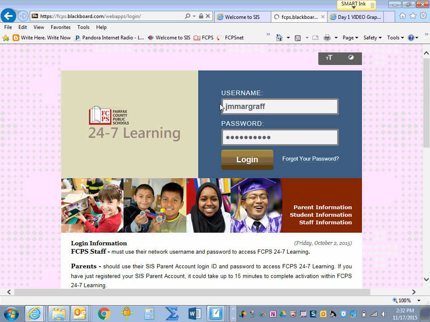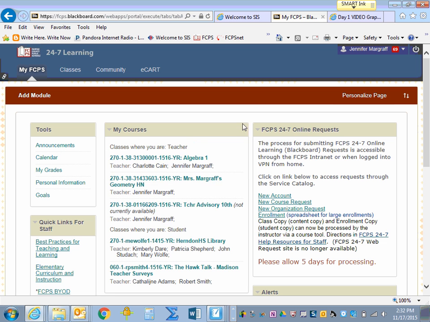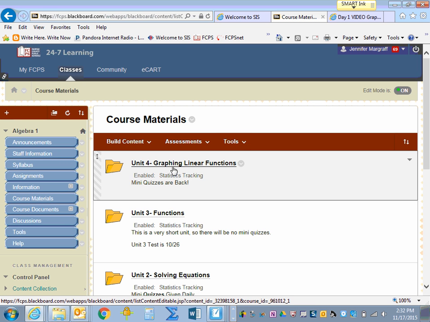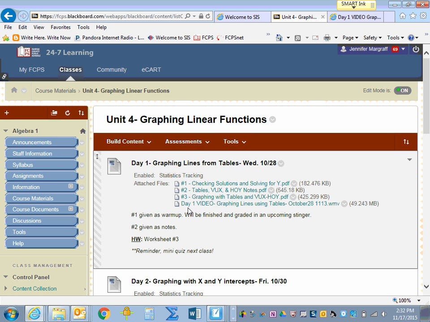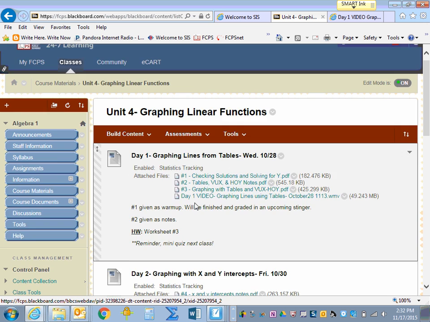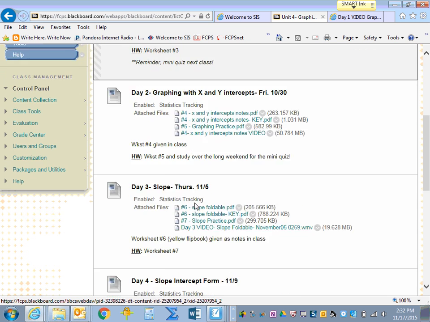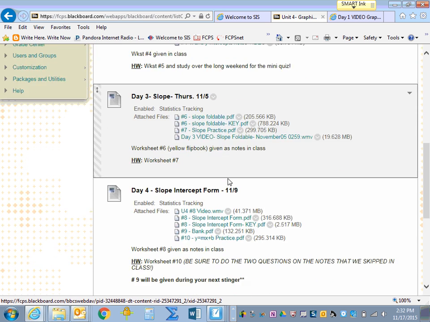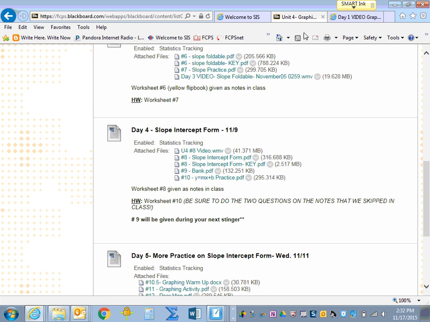Also, on Blackboard, you go to Algebra 1. Everything is under course materials. We're in Unit 4. And each day we upload what we did. We also put the video on here too. You just have to have Windows Media Player for it though. It also says what the homework is. So there's the keys for the notes. You can watch the video for the notes. It's all up there.